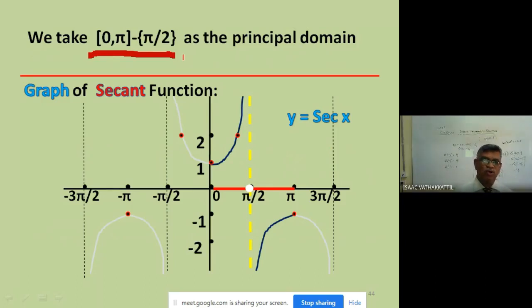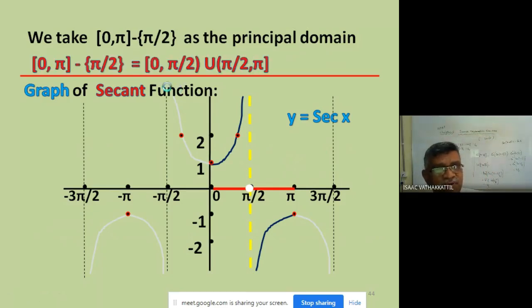For cos it was closed interval 0 to pi. For tan it was open interval minus pi by 2 to pi by 2. And for cot it was open interval 0 to pi. Now for sec, there is a slight difference: closed interval 0 to pi, but not pi by 2. So now let us define the sec function. Closed interval 0 to pi minus pi by 2 actually means 0 to pi by 2 exclusive, 0 inclusive, union pi by 2 to pi, where pi by 2 is not included.